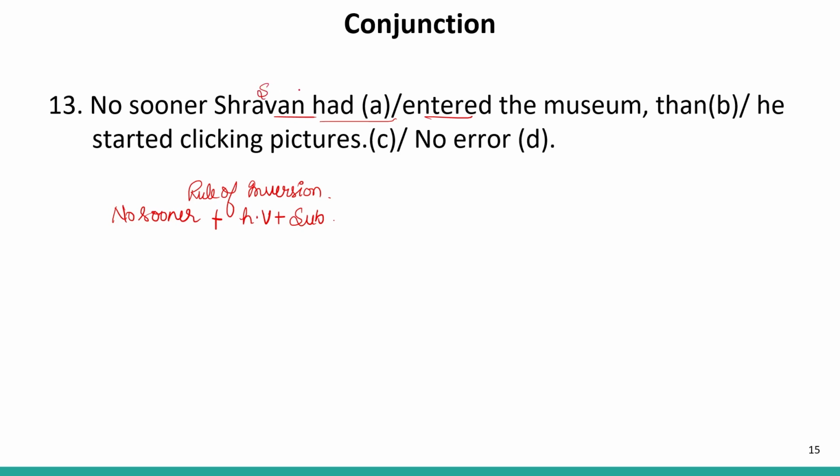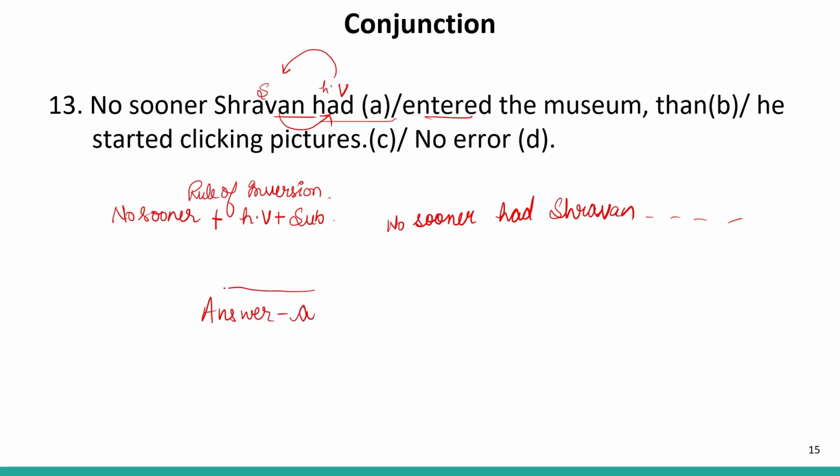Shravan is a subject whereas had is a helping verb. So it will be reversed. So the correct sentence will be: no sooner had Shravan entered the museum, then he started clicking pictures. So this will be the correct sentence. Therefore, answer is A, because A part contains the error.